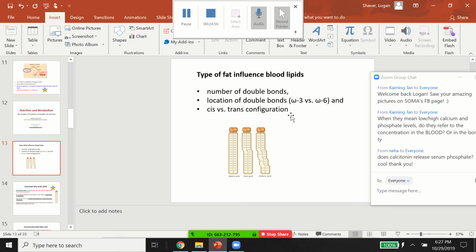Also, cis versus trans configuration. That's where you get things like trans fats or just regular saturated fats, because trans fats are going to have a trans configuration at a certain double bond. Okay, so that's the difference between those.